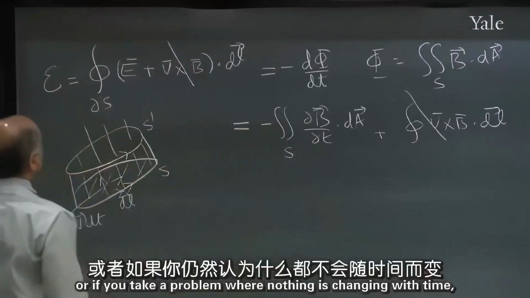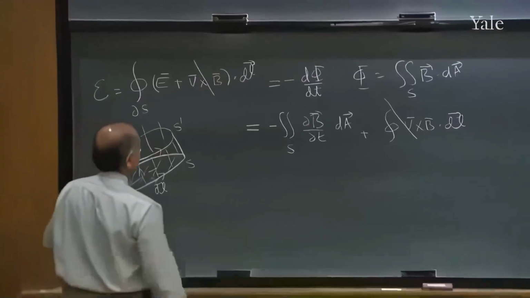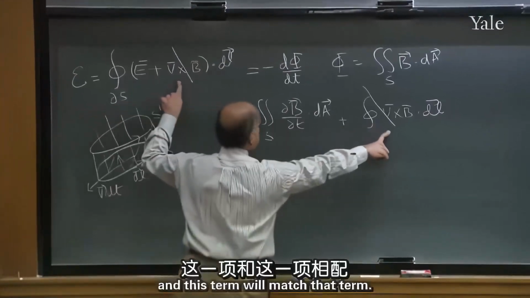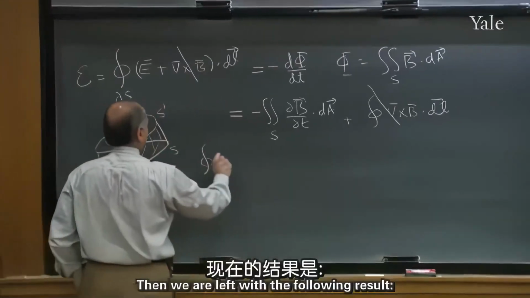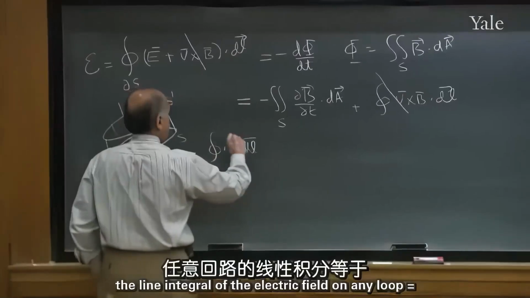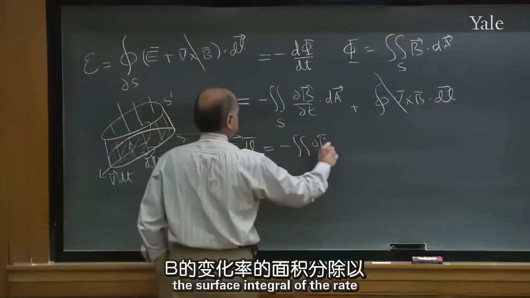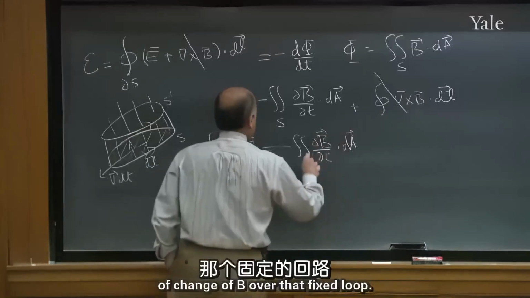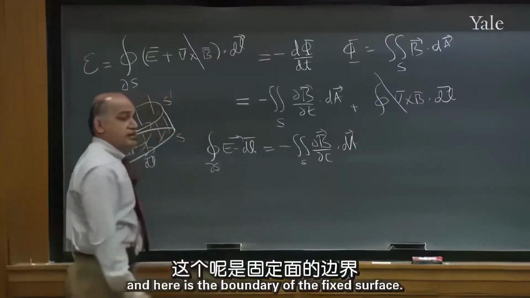Or if you take a problem where the loop is, where nothing is changing with time, then you can just forget this term, and this term will match that term. Then we are left with the following result. The line integral of the electric field on any loop is equal to the surface integral of the rate of change of B over that fixed loop. So here is the fixed surface, and here is the boundary of the fixed surface.